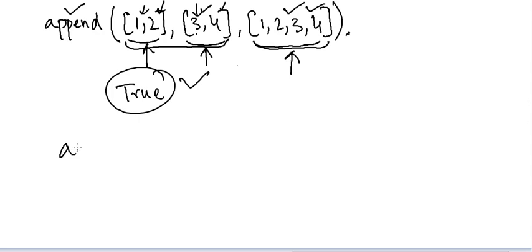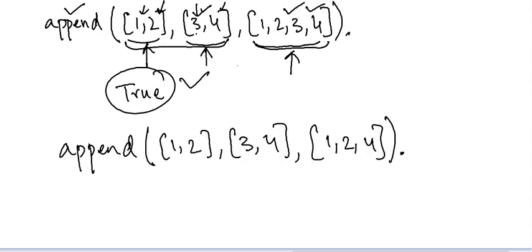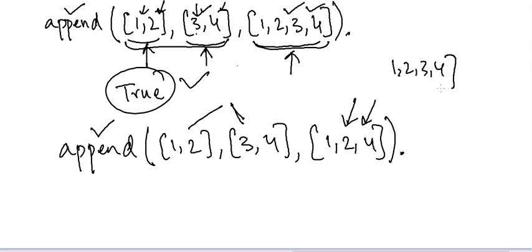Okay, how about this one? In this case, Prolog is going to check whether this array is the final result when we use these two arrays and append them. And the answer should actually be 1 comma 2 comma 3 comma 4. This should be the final array, but what we have here is this. So in this case, Prolog is going to return false.